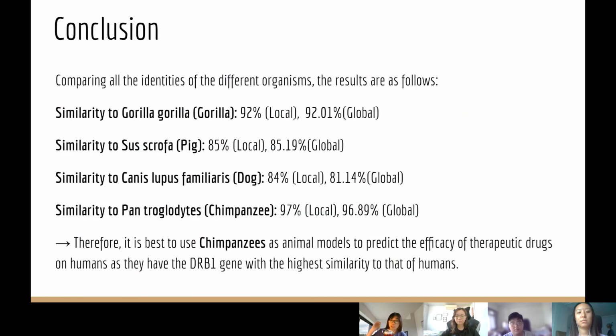So in conclusion, when we compare the percentage identity match from doing local sequence alignment, BLAST, and when we compare the global alignments of all the sequences with the HLA-DRB1 gene using Clustal Omega, we reach the conclusion that it is best to use chimpanzees as animal models to test therapeutic drugs as they have the highest similarity to 97% local and 96.89% global with the human HLA-DRB1 gene.